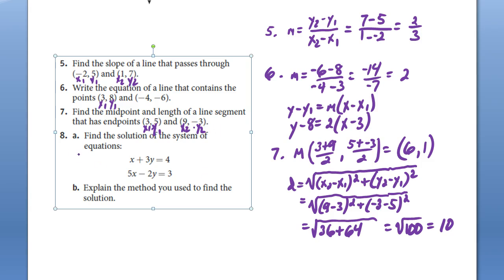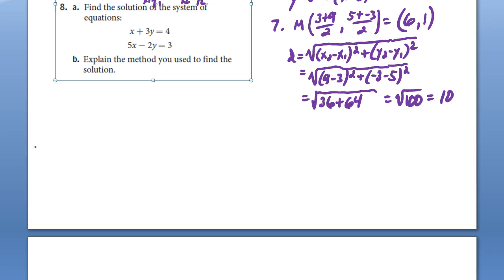Now number 8, question A. Find the solution of this system of equations. And then in question B, explain the method we use to find the solution. Let's do it right here, number 8. Okay, we have a system of equations. There are different ways to solve systems. We could graph the 2 lines and see where they intersect. We can use what's called substitution method, or we can use what's called combination method. I'm going to choose combination method. My first step will be to copy down the system.